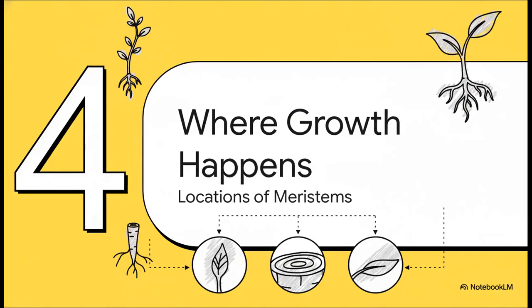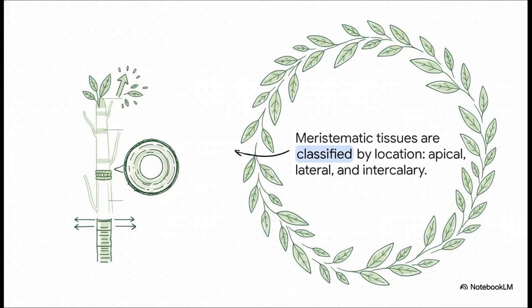Now that we know what these cells are like, let's find out where exactly in the plant we can find them. Based on their location, we can classify meristematic tissues into 3 types. This picture gives us a great overview of the 3 types of meristems. You have the apical, the lateral, and the intercalary. You can see how they are located in different parts of the plant, right? Let's zoom in on each one to understand what it does.